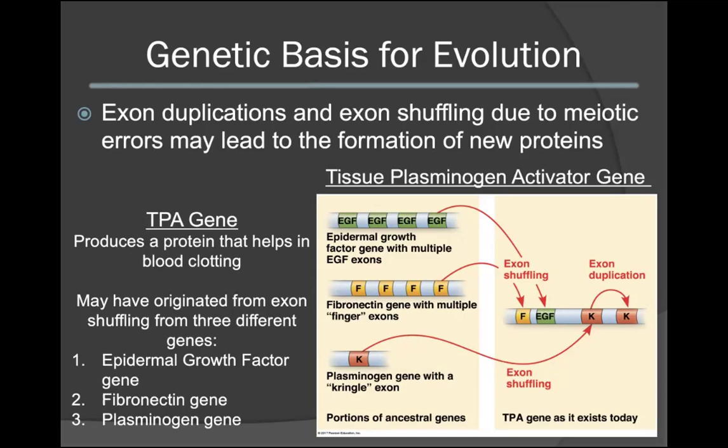The TPA gene may actually have originated from exon shuffling from 3 different genes. There are genetic similarities in the TPA gene to epidermal growth factor gene, the fibronectin gene, as well as the plasminogen gene. Due to exon shuffling, the TPA gene exists as it does today.